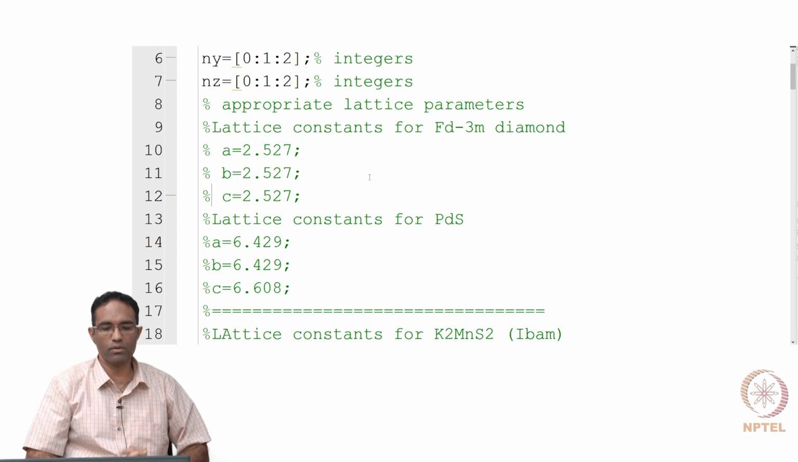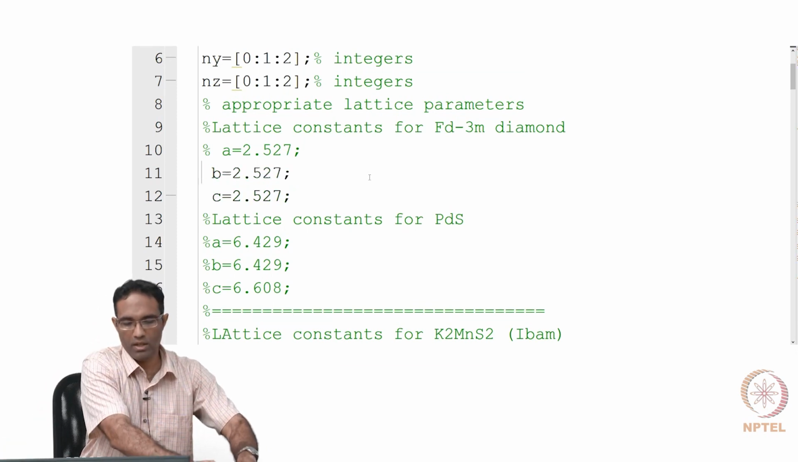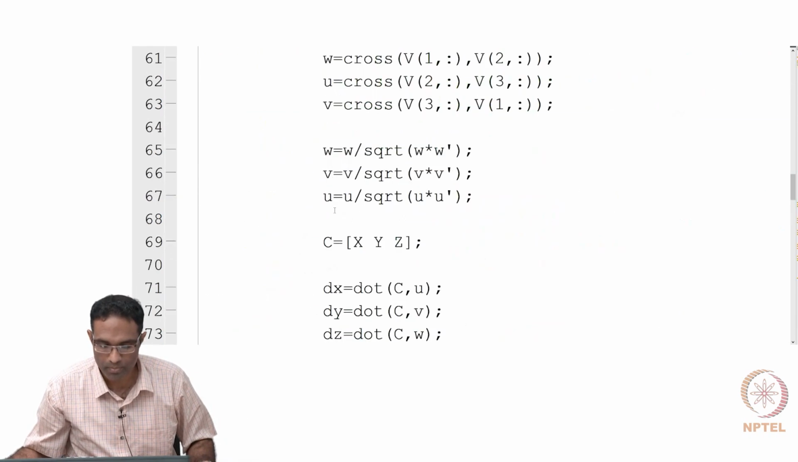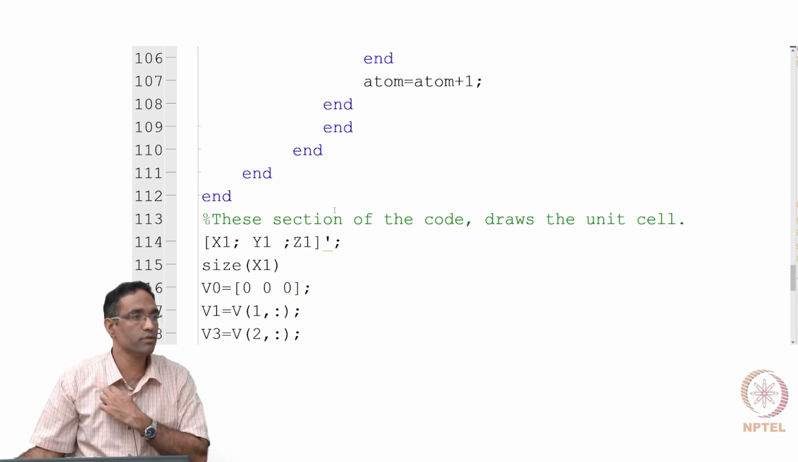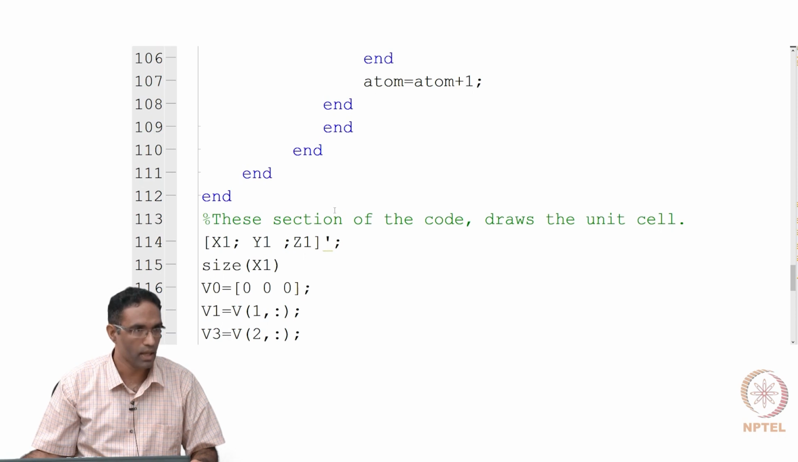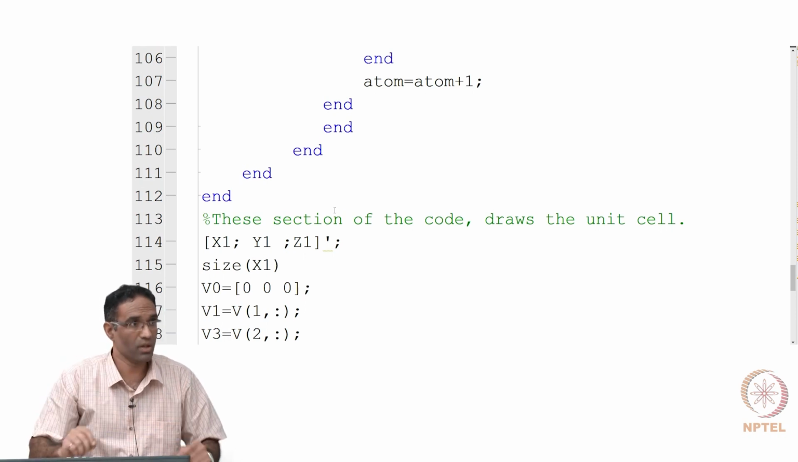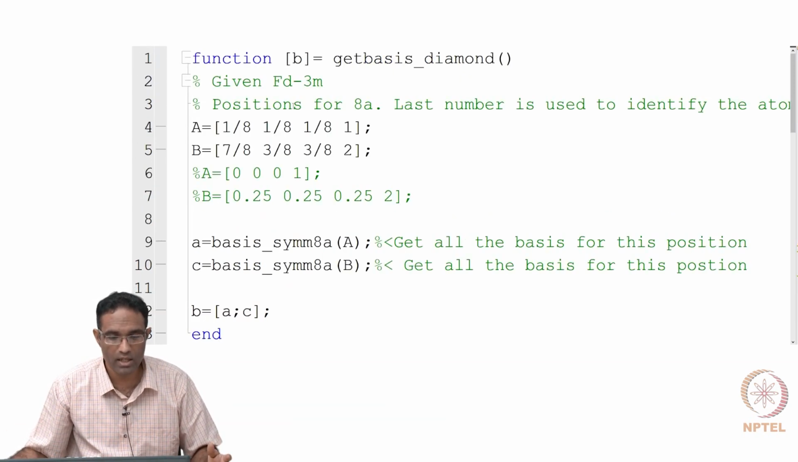I'm going to try to do PDS. Okay, before that, let me show you something else with respect to diamond also. Sometimes when you see the Wyckoff positions for diamond, they would just say that there is an atom at 0, 0, 0, and there is another one at quarter, quarter, quarter, right? That is how the diamond structure looks. So does this change anything here?